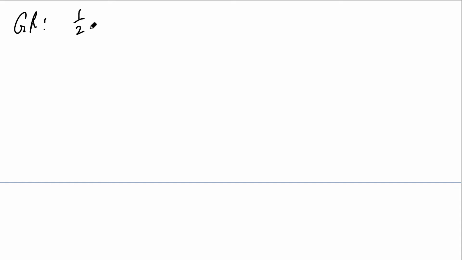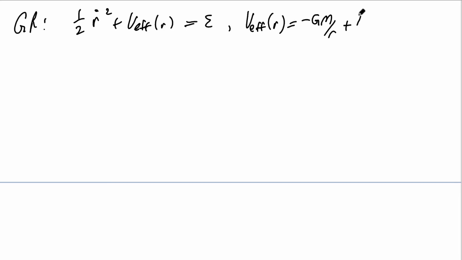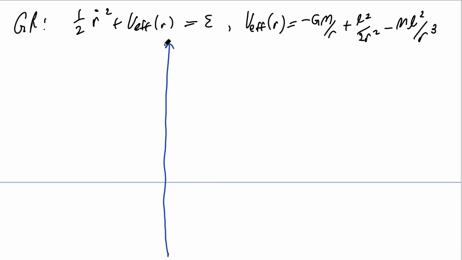The energy equation is 1/2 R dot squared, so that's the kinetic energy of a point particle with mass m equal 1, plus an effective potential that depends on R, equals the total energy E. And in this case, the effective potential is minus Gm over R plus L squared over 2R squared minus mL squared over R cubed. So the energy diagram looks like the following. Here's the energy axis. Here's R.